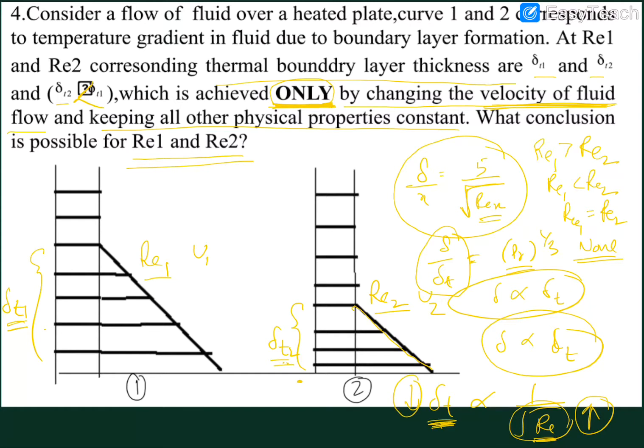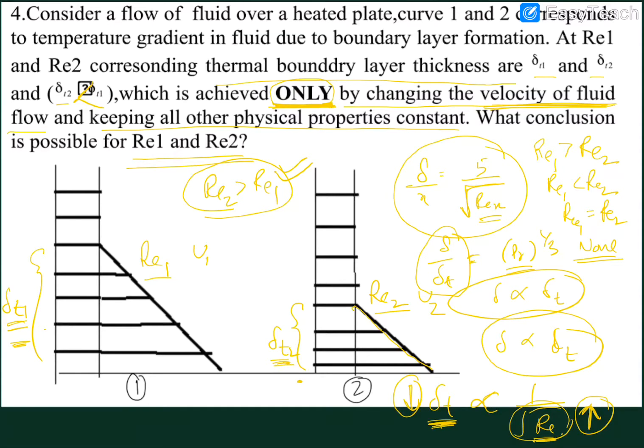You will find many such questions coming in the GATE examination where you only have to use your aptitude. Things will be very simple, but they will check your aptitude. Here the thermal boundary layer thickness is going to decrease, and that is because there is an inverse relationship between the thermal boundary layer thickness and Reynolds number. Since this is decreasing, the Reynolds number must increase. So what is the conclusion? That RE2 must be greater than RE1. This is the correct conclusion about RE1 and RE2.